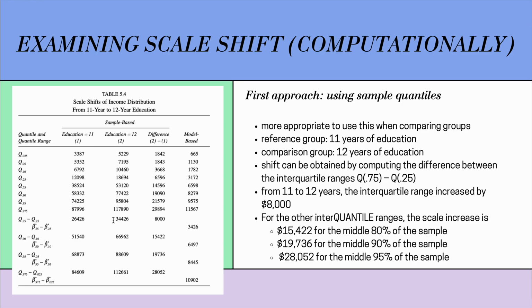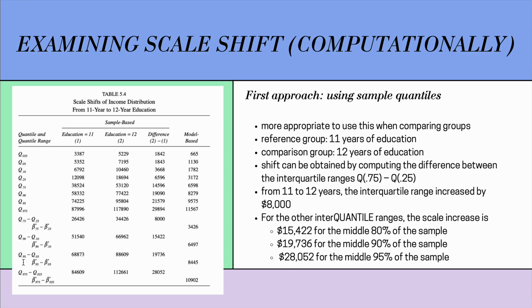So, using the first approach, scale shift can be obtained by computing the difference between these two. So, we can see that from 11 years to 12 years of education, the interquartile range increased by $8,000. So, ito yung measure natin for scale shift. Now, you might ask, ano naman ang kinalaman ng mga other interquantile ranges here below? So, take note, hindi siya interquartile, it is interquantile range.